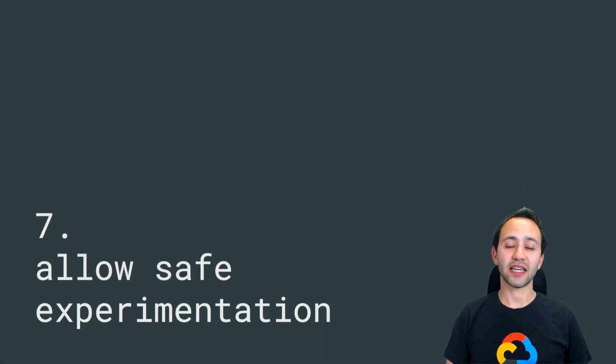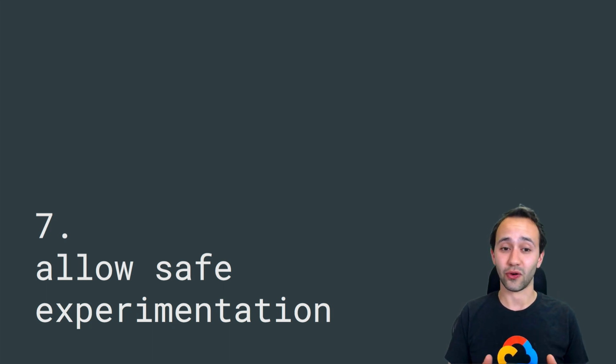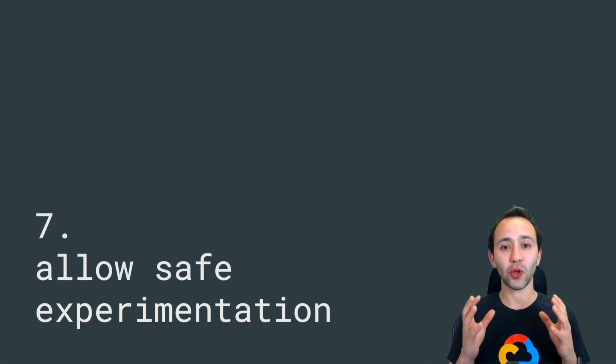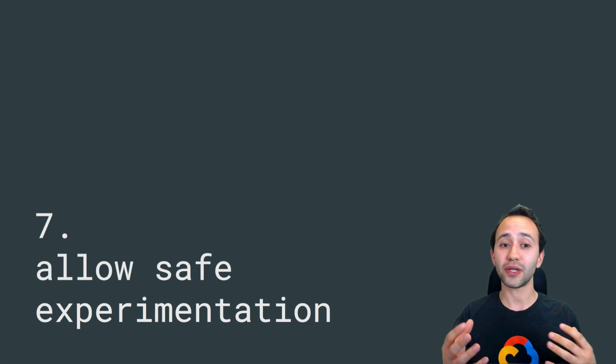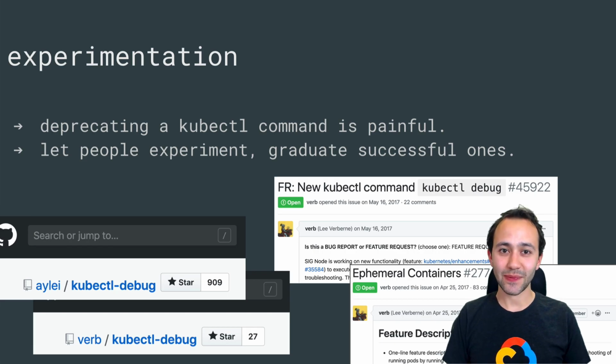Finally, the last reason we want to have plugins is that we want to allow safe experimentation. For example, once kubectl adds a feature, it goes through a multi-year cycle to remove it. Deprecating things in kubectl is really painful because once it's there, people are going to write scripts that depend on it for many years to come. So the Kubernetes project wants people to develop plugins and experiment with all these interesting ideas and graduate the successful plugins into the core. To give you an example of this safe experimentation, take kubectl debug.